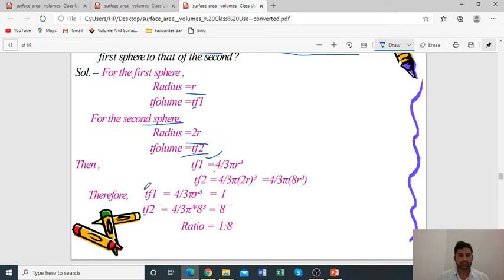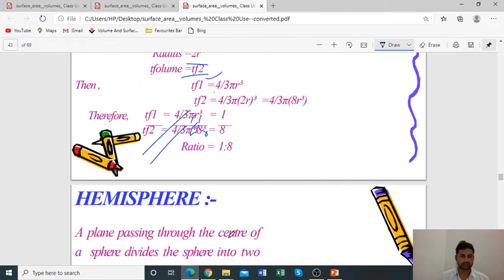So the ratio is volume 1 divided by volume 2, which is 4/3 π R³ divided by 4/3 π 8R³. 4/3 cancels with 4/3, π cancels with π, and R³ cancels with R³. So the ratio is 1:8. Okay.